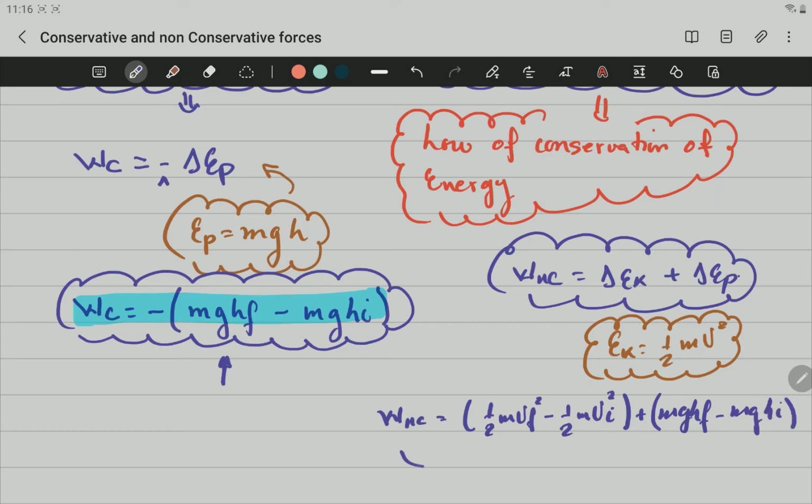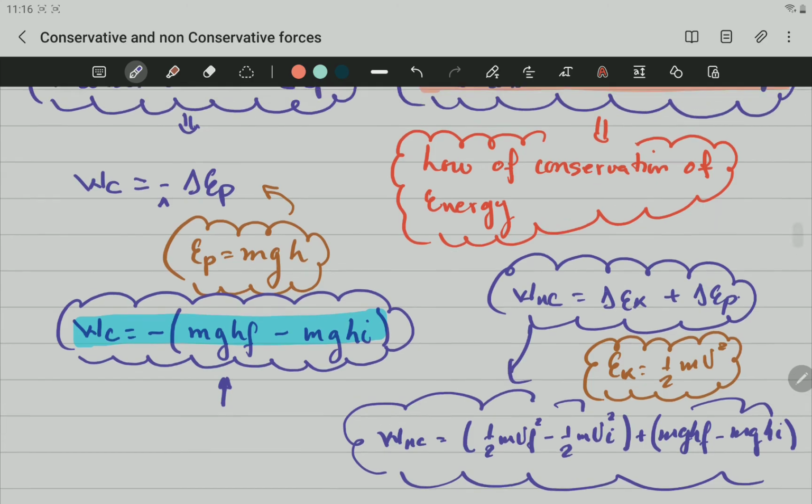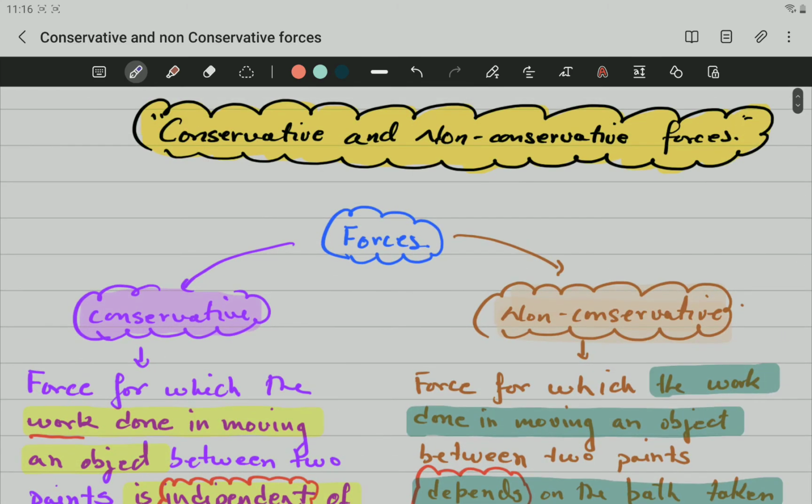So this one here is the law. It is the same formula, just now broken into a little bit more formula. It's the same law. So this is everything you should know about the conservative and non-conservative forces.